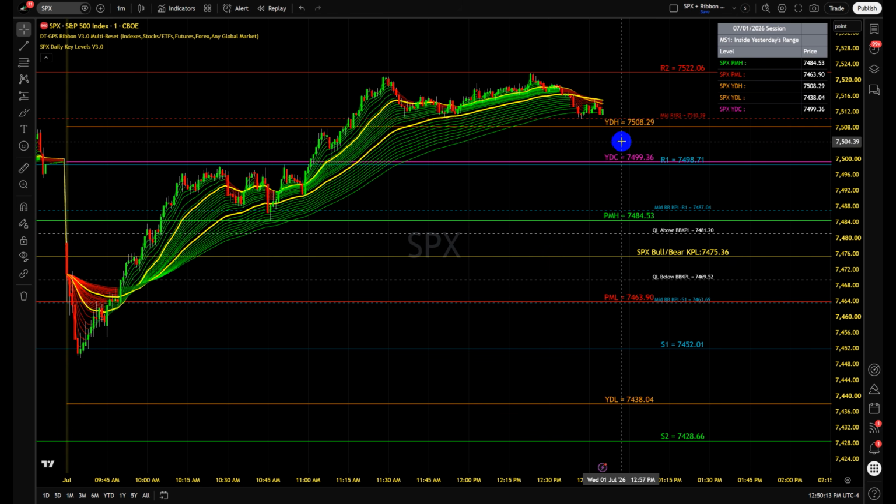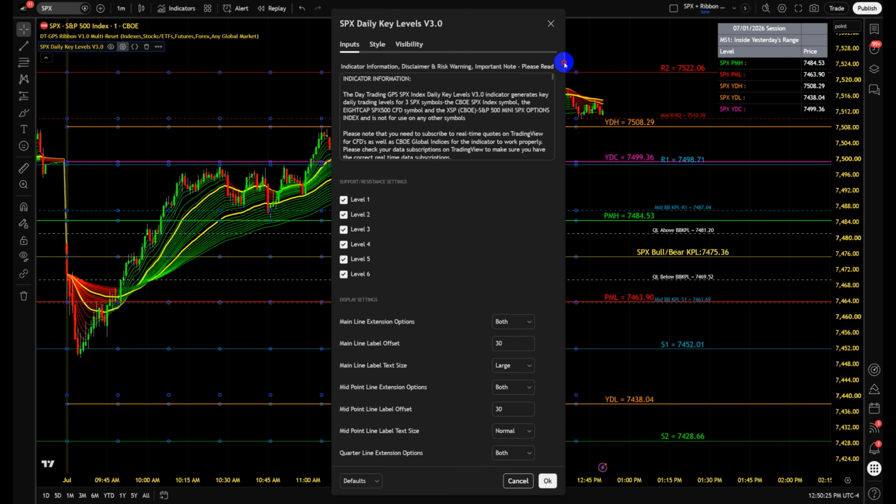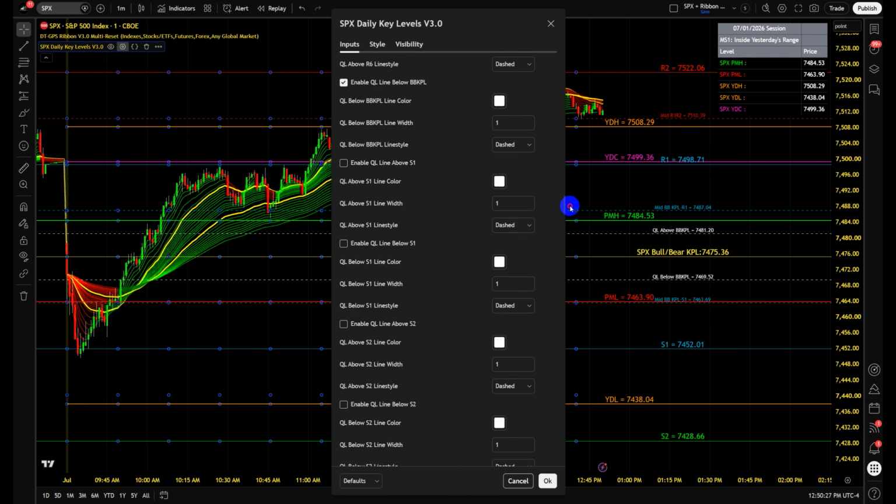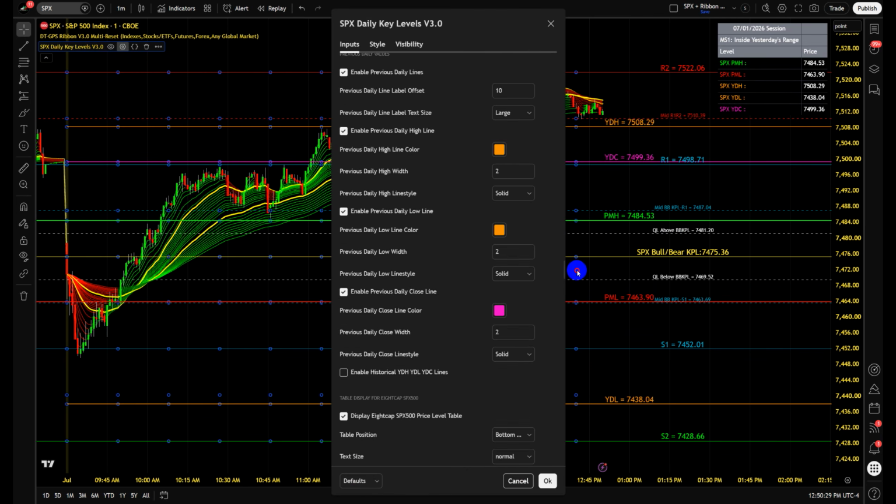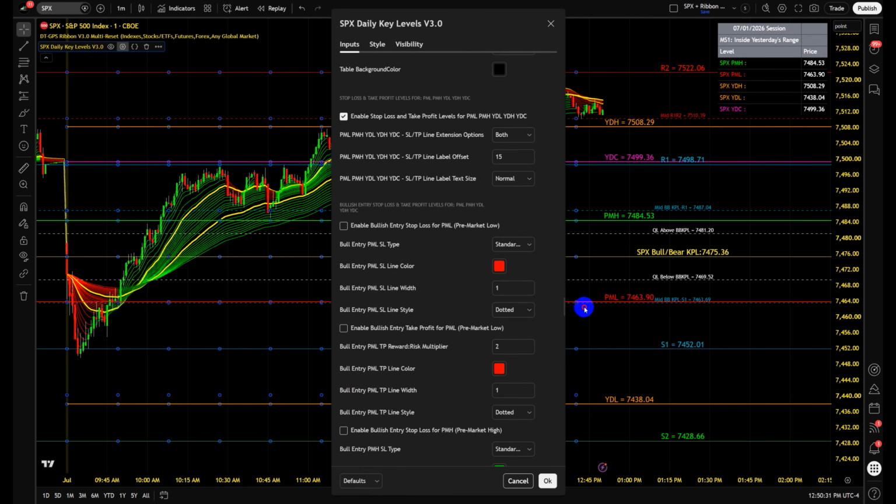If you're taking a bullish or bearish trade off a contextual level, then the stop losses and take profit are in the user control panel. So you simply go down to that section. Stop loss and take profit levels for the contextual levels, PML, PMH, YDL, YDH, YDC.